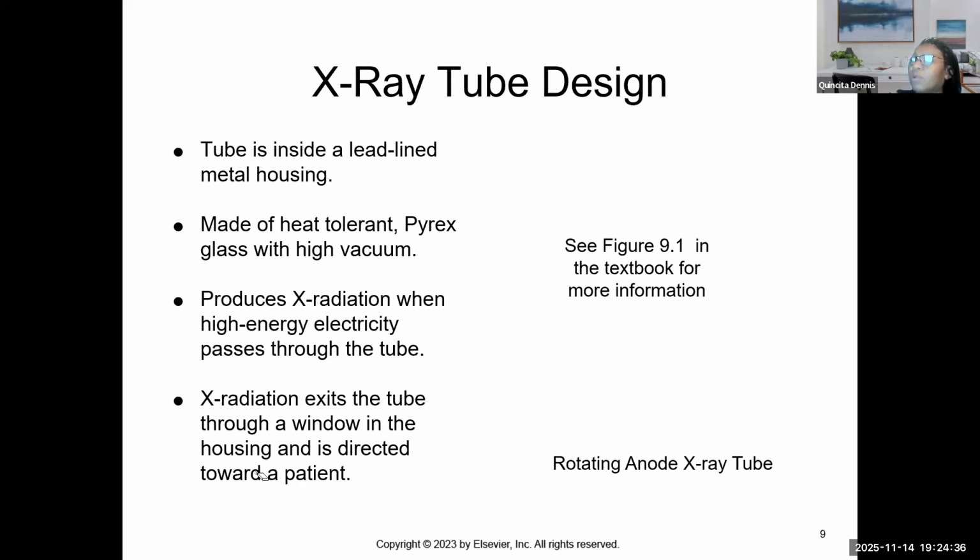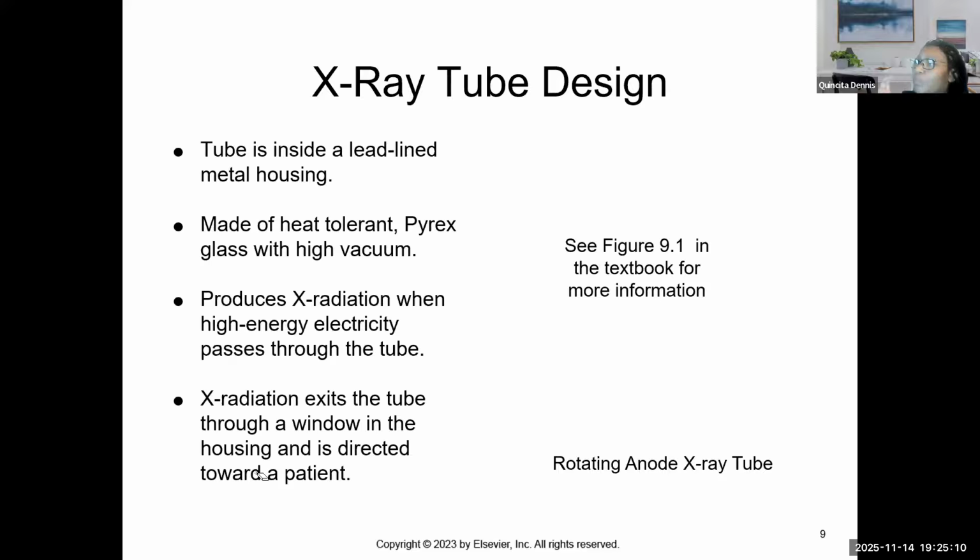they don't encounter any air and potentially cause arcing. All right, so X-ray production is very inefficient. 99% when we're taking those X-rays is heat, 1% is X-ray. So we need a heat tolerant material, which is Pyrex, to deal with that heat. So it stands up to the heat, very heat tolerant. So that is what the actual X-ray tube itself is made of, and you can't see it because it is in that lead-lined metal housing. You only see the housing.